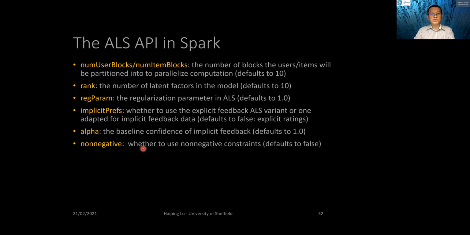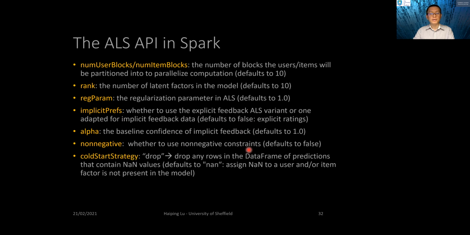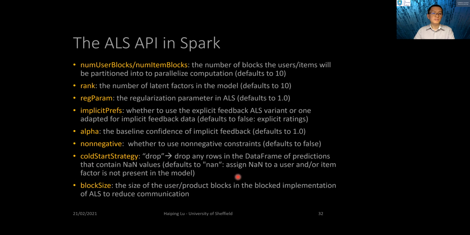And non-negative is to constrain the ratings to be non-negative, because in the real world, ratings are typically non-negative numbers. Another is the cold start strategy, which has two options. One is drop. When we specify the strategy as drop, we drop any rows in the data frame of predictions that contain NaN, not a number, which means missing. The default is none, which will assign none to a user or item that is not present, that is missing.